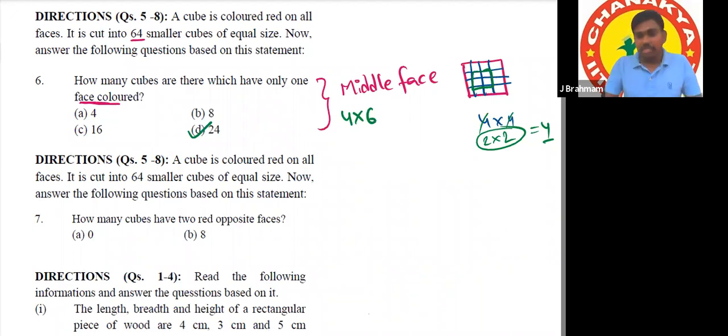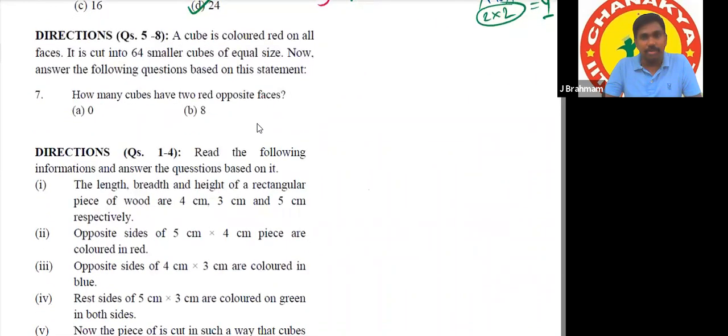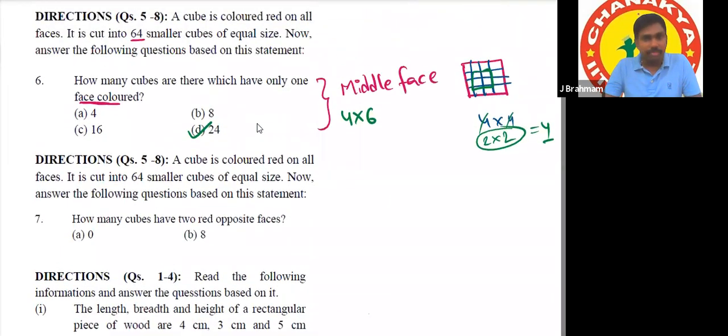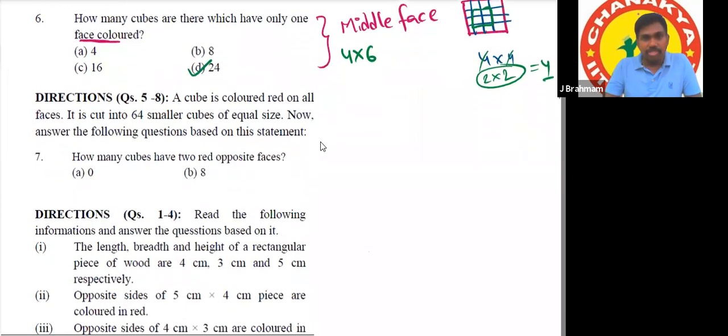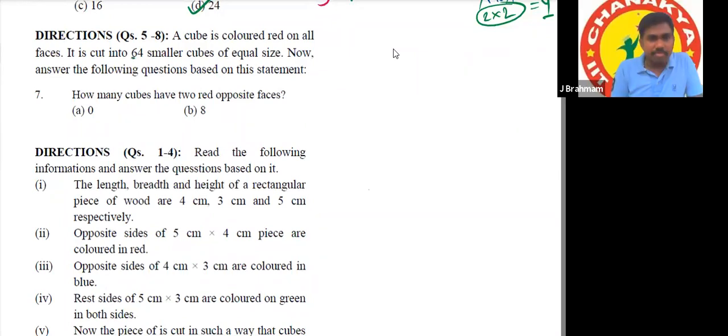So actually there are many formulas, but here I have not mentioned any formula, and we are doing it just by seeing the diagram or just by visualizing. Don't depend on formulas. Same data. A cube is colored red on all faces and it's cut into 64. Again, it is a 4 by 4 by 4 cube only. Question is, how many cubes have 2 red opposite faces? Tell me.